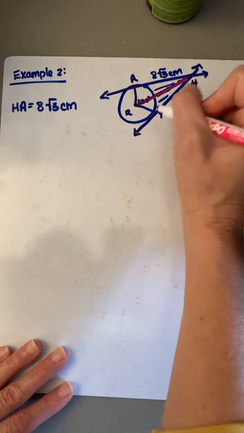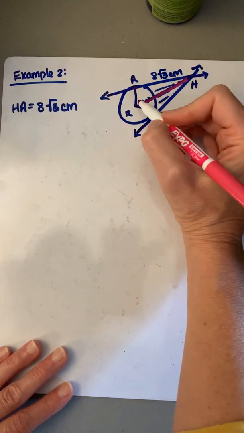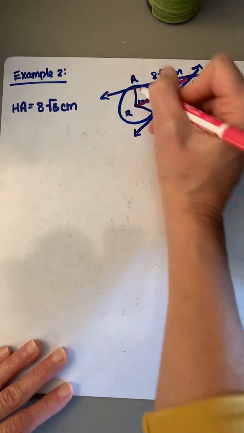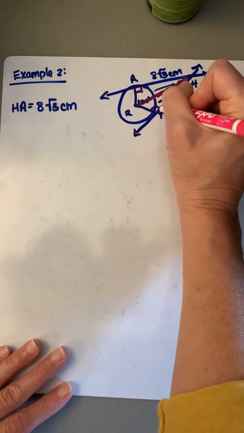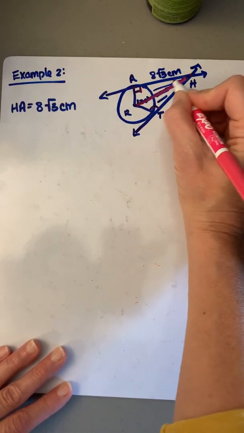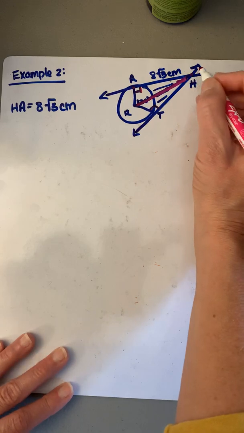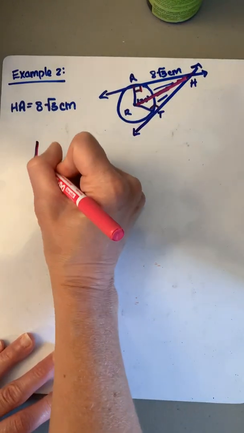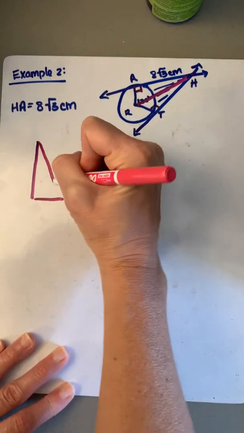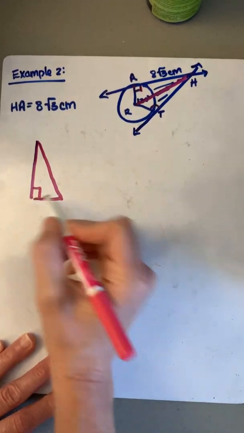And so because AH is tangent to circle R, and TH is tangent, that means they both form 90-degree angles. This line right here is going to be a bisector. So now I have a right triangle, so I'm going to redraw that right triangle and label what I know.